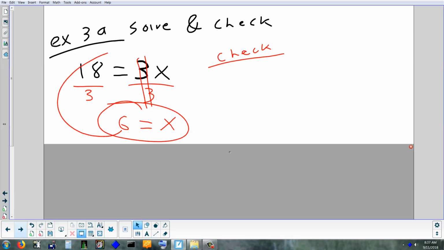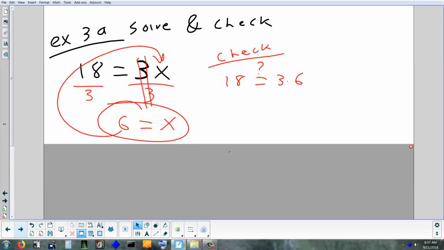You rewrite the equation. Yeah. Instead of x, just put the 6 in for the x. So we've got 18 equals, I'm going to put a question mark there because we don't know if it's true yet. I mean, some of us might, but we're checking it to see if it's true. So we've got 3 times 6, and the question is, is that true?